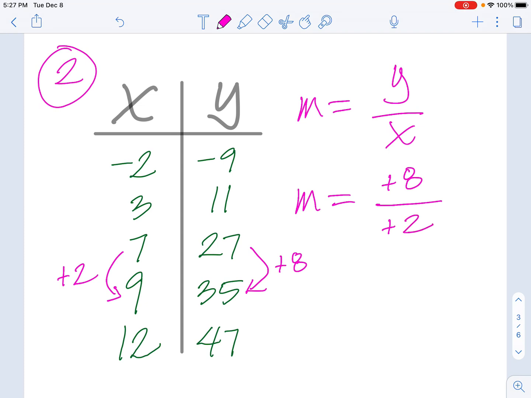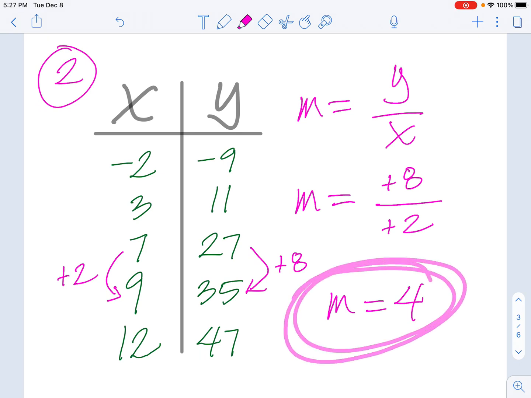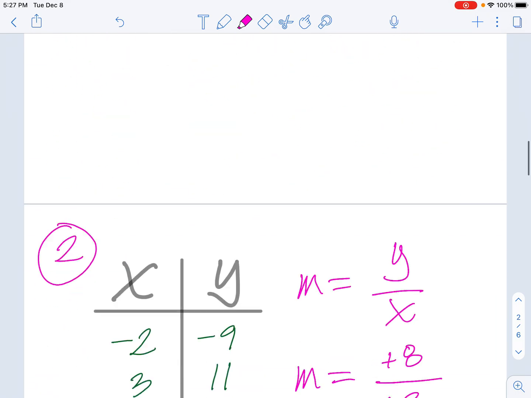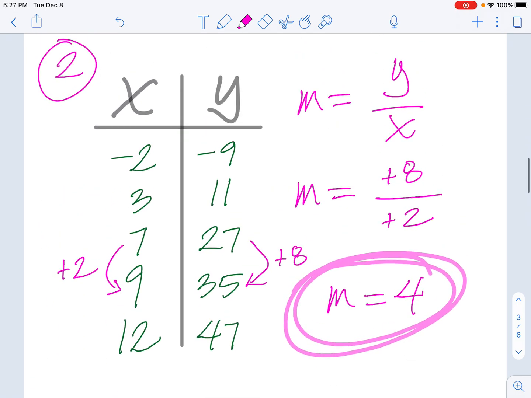Again, that fraction doesn't look normal. We would actually simplify this and make it 8 over 2, and 8 over 2 equals a slope of 4. So our slope in this case is 4. Just like earlier, our slope was 3 for number 1. Our slope here is 4, because every time y changes by 8, x changes by 2.